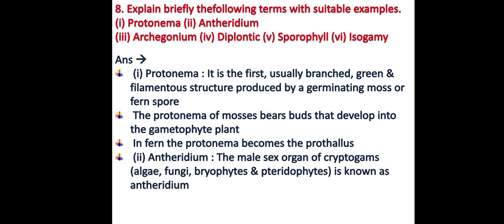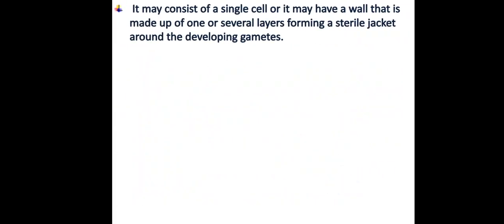Antheridium. It is the male sex organ of cryptogams. Cryptogams means algae, fungi, bryophytes, and pteridophytes, and the antheridium is the male sex organ of these plants. It produces the male gametes or antherozoids. It may consist of a single cell or it may have a wall made up of one or several layers forming a sterile jacket around the developing gamete.